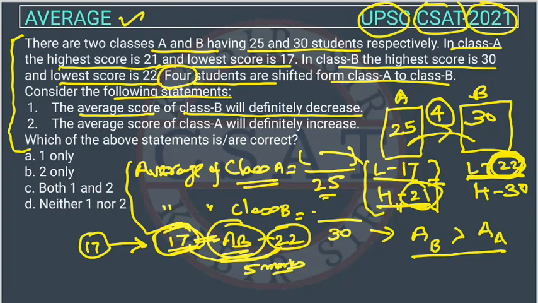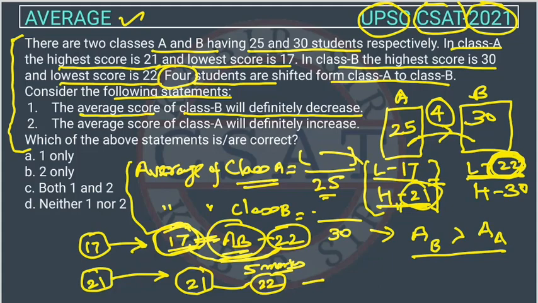Or maybe we are shifting the highest marks students from class A to class B. Even in that case the average will reduce, because the maximum mark is 21 but the average score of class B is at least 22, so there is still a difference. So still the average will reduce. So we can conclude that the average score of class B will definitely decrease in both cases, right? So this option is right.